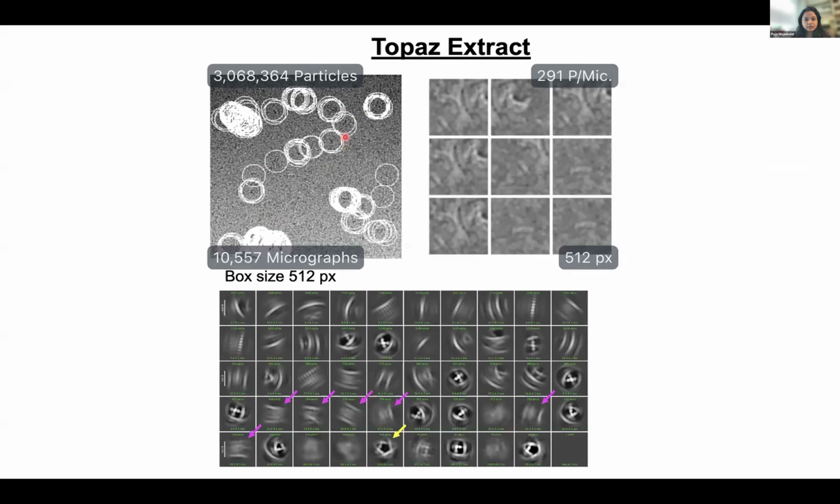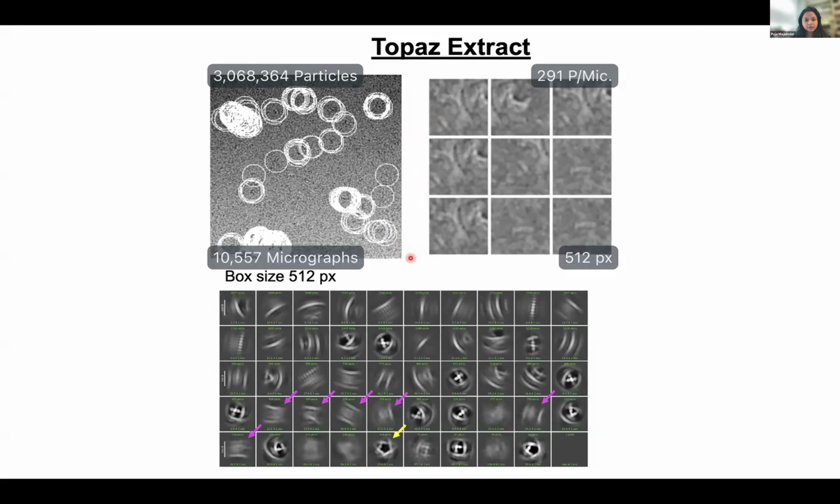And I also used a filament tracer job for this project. That job did not work well. Topaz worked well for this project. Then with these particles, I used different extraction box sizes because at this point we did not know the size of this filament.